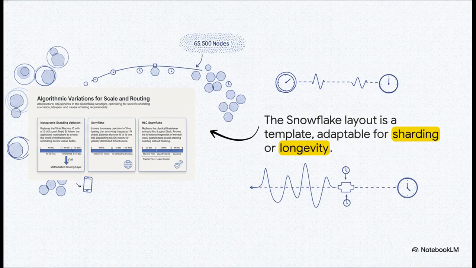Or look at Sony. They needed a huge cluster and a longer lifespan, so they traded a little bit of time precision, going from milliseconds to 10 millisecond chunks, and that freed up enough bits for over 65,000 nodes and a lifespan of 174 years. There are even versions like HLC Snowflake that use hybrid logical clocks to handle clock drift better, and that's a huge real-world problem we're about to get into.